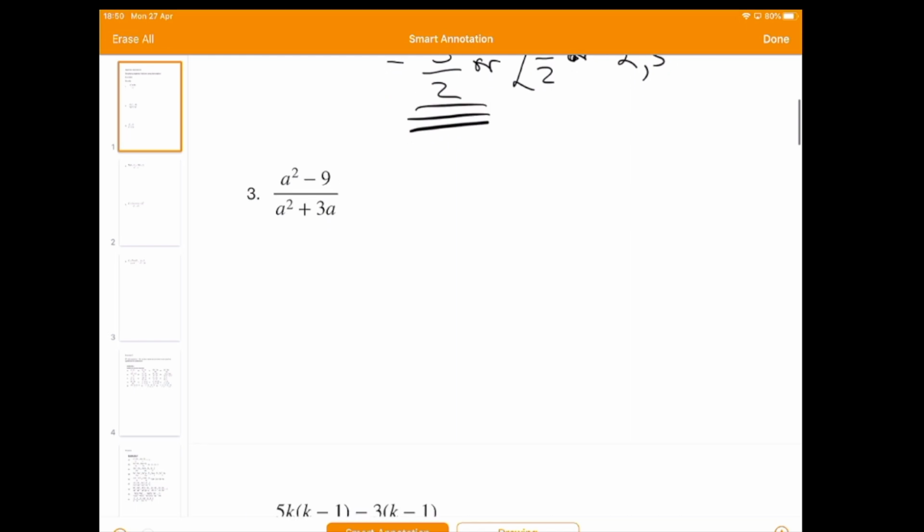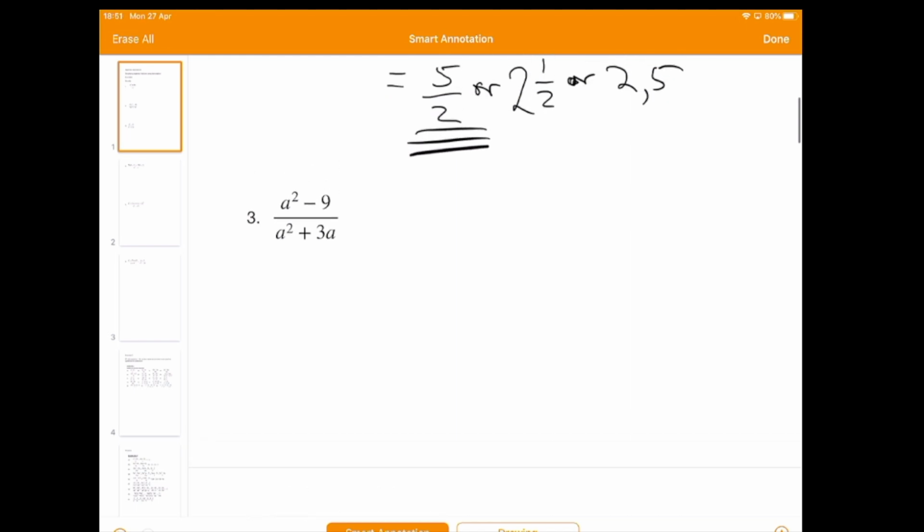Okay, let's look at number 3. We will factorize again. A squared minus 9, do you notice that is difference of 2 squares? So that is difference of 2 squares, so you open your 2 brackets, put a plus sign in one bracket and put a minus sign in the other bracket. Then take the square root of a squared, that gives you a, so a goes to the left. And then the square root of 9 is 3, so 3 goes to the right. And so those are the factors.